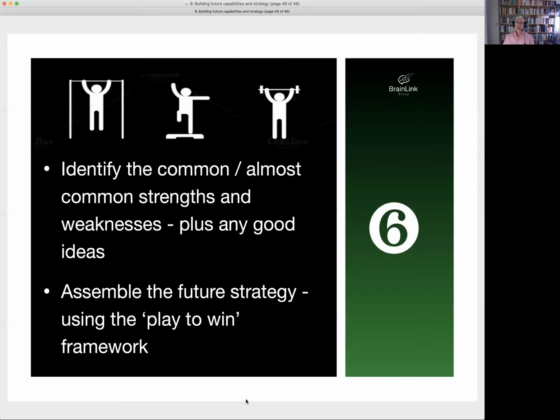So your final task to assemble the scenario plan is, firstly, to identify the common or almost common strengths and weaknesses across the scenarios, plus any good ideas, and then take those and assemble your future strategy by using the play to win framework. So that really concludes the whole process of scenario planning. And there are one or two additional factors that you may find interesting to take into account, which is the subject of our next and last video in the series.